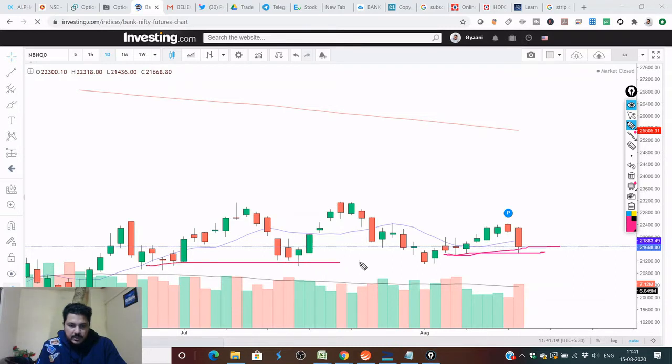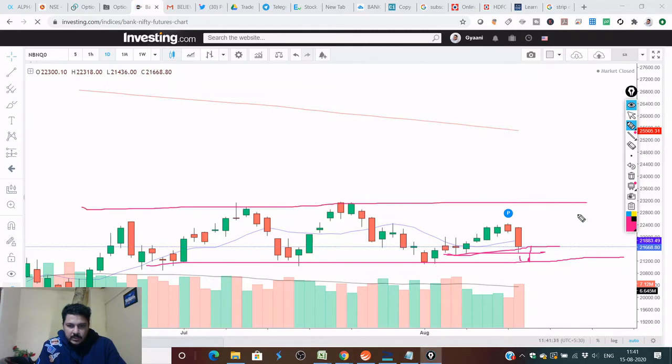We have been on this level multiple times till now. 1, 2, 3, and this will be a fourth. If tomorrow it opens here and rallies back, don't be surprised. It can happen like that. So 21,200 is a level where it can rest.